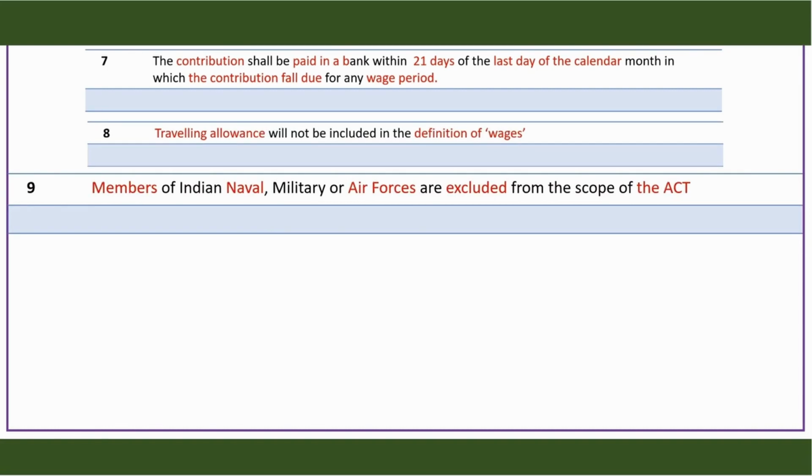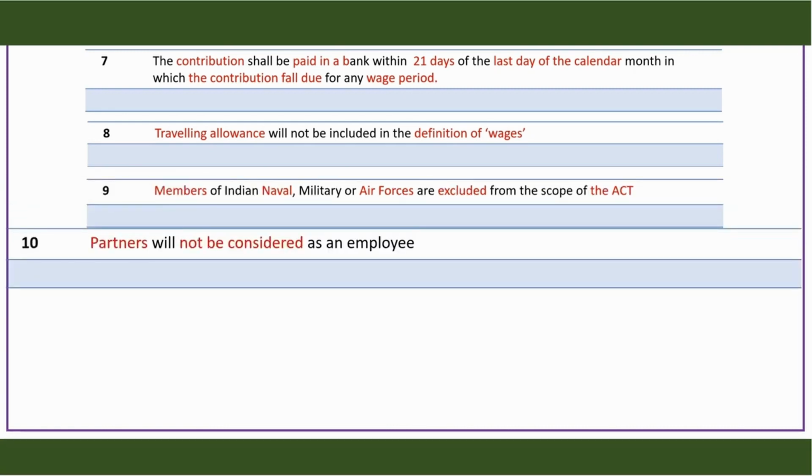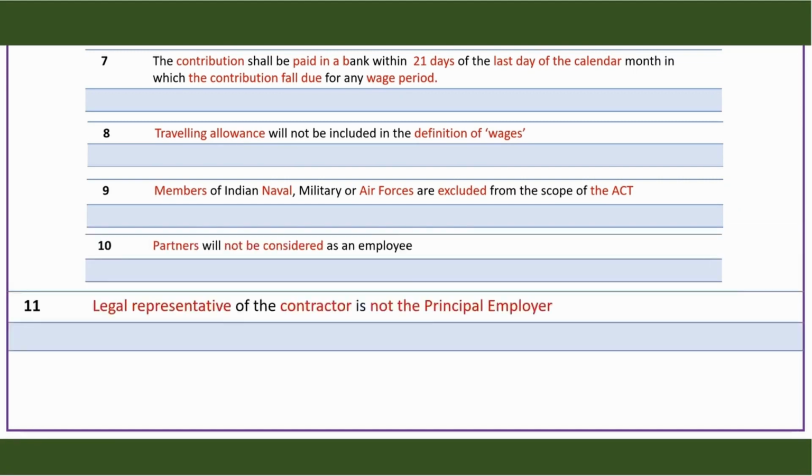ESI Act does not apply to members of naval, military or air force for obvious reasons. ESI Act covers only employees. Partners of a business are not considered employees. Where the persons are employed through contractors, the legal representative of a contractor is not the principal employer. Principal employer is the one who owns and operates the factory or who is the occupier of the factory.